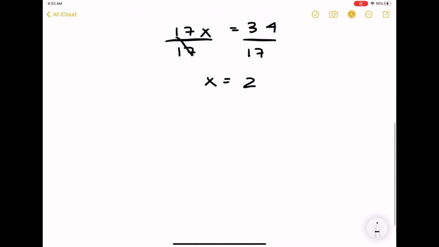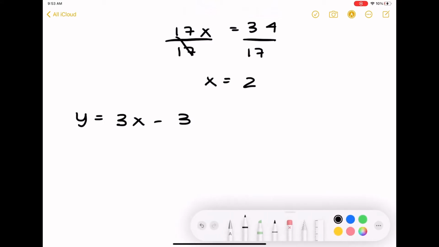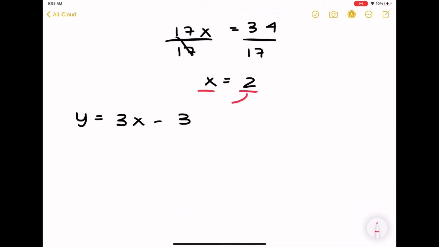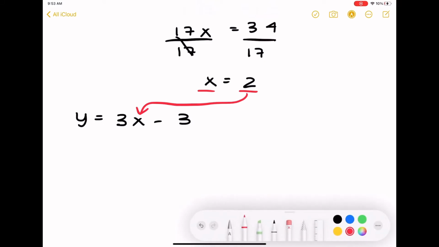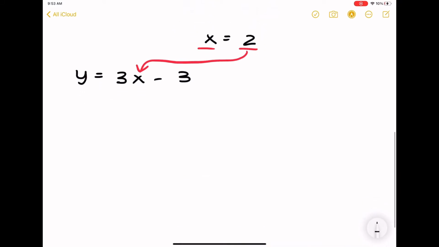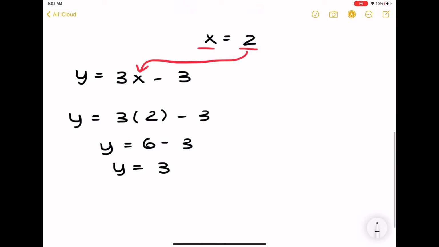So now we know one of the variables. We can go ahead and plug in that variable for where it's supposed to be. This way we can find out what the second variable is. So we can go ahead and plug in 2 for x. We'll get y = 3 times 2 - 3. Then we'll get 6 - 3, and that is y = 3.